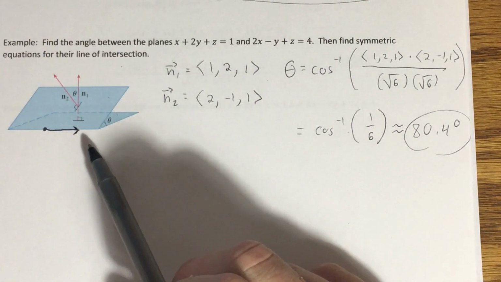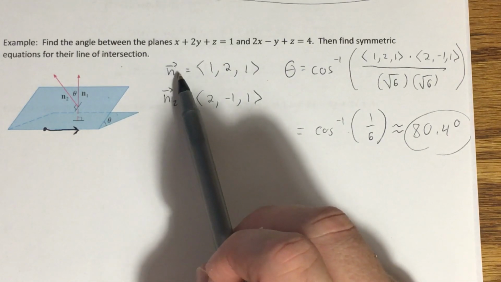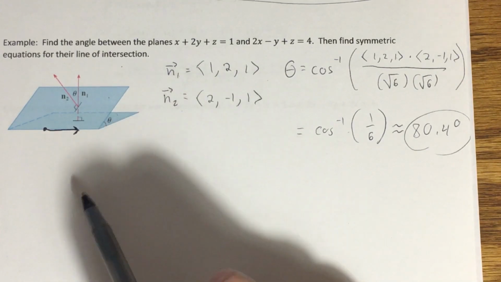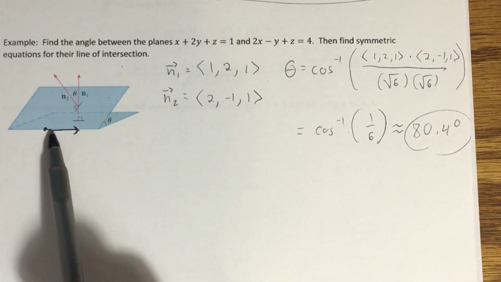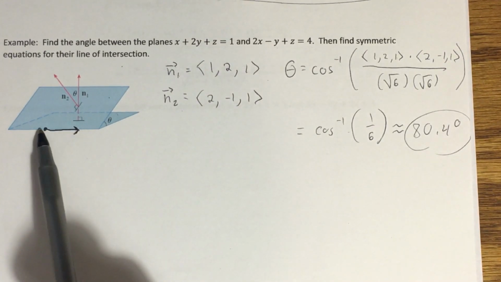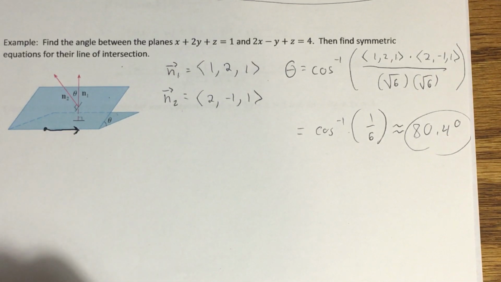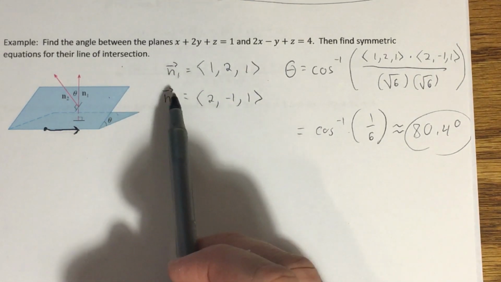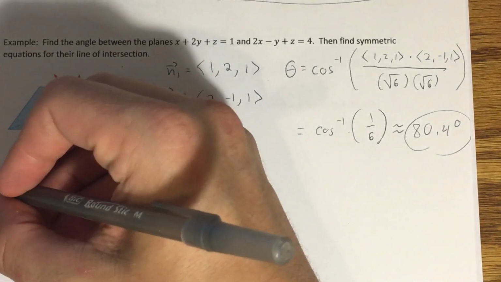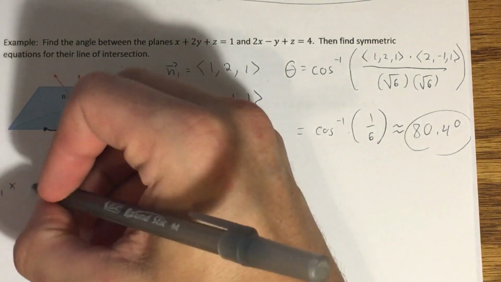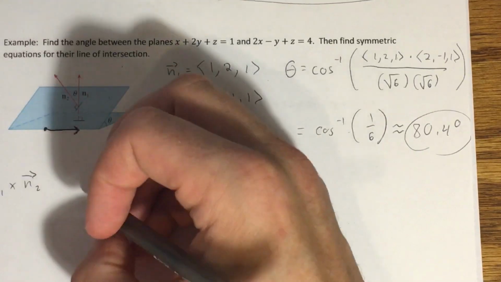Okay? So what that means is that if I can find a vector that's orthogonal to both n1 and n2, then that vector would serve as a direction vector for my line because it would be parallel to that line. But we know how to find a vector that's orthogonal to two given vectors. We use the cross product for that. So n1 crossed with n2.